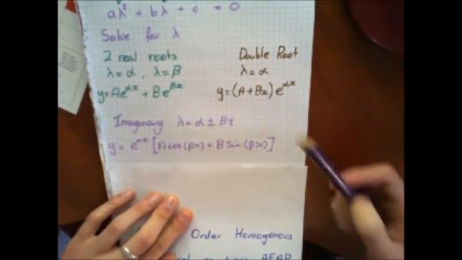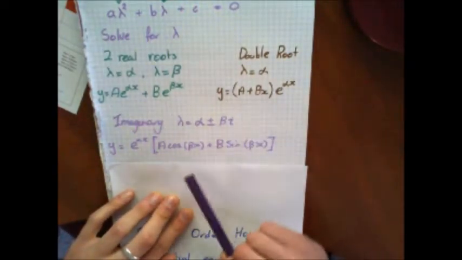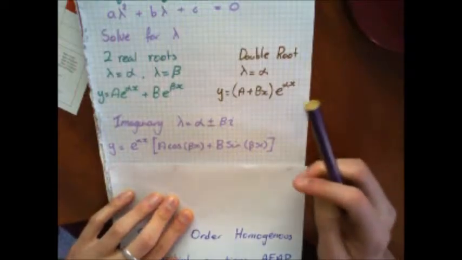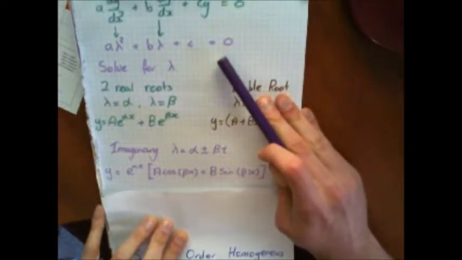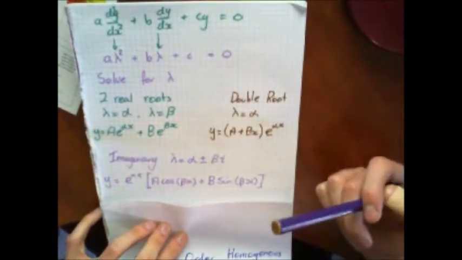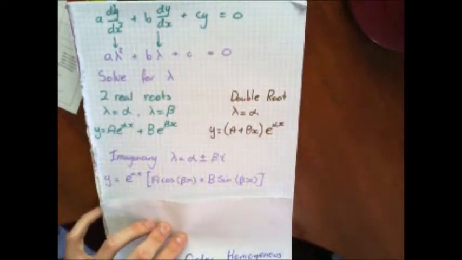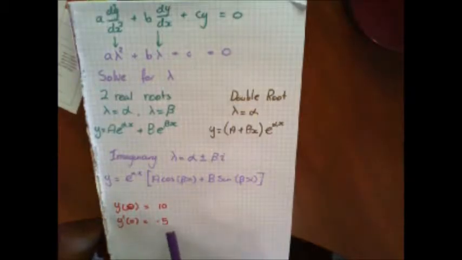Now, after you got one of these three equations, you're then going to have to solve for a and b. To do this, when you're given your original equation, which is up here, you're also going to get given some other additional information. And this additional information can look like this. You're given y at 0 is equal to 10, and maybe the first derivative of y at 0 is also equal to negative 5. These could be any numbers. It also doesn't have to be 0.